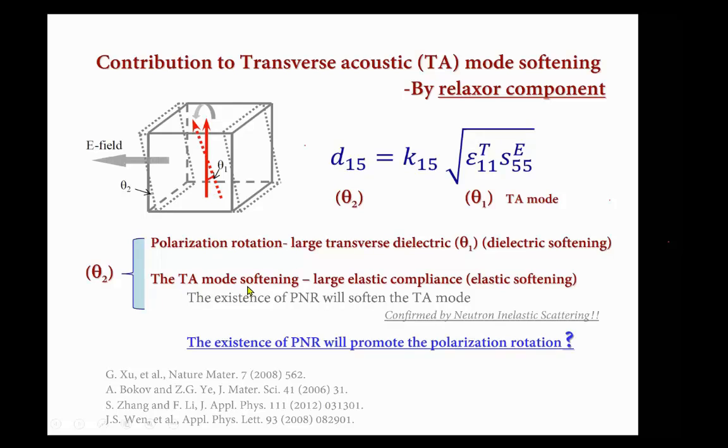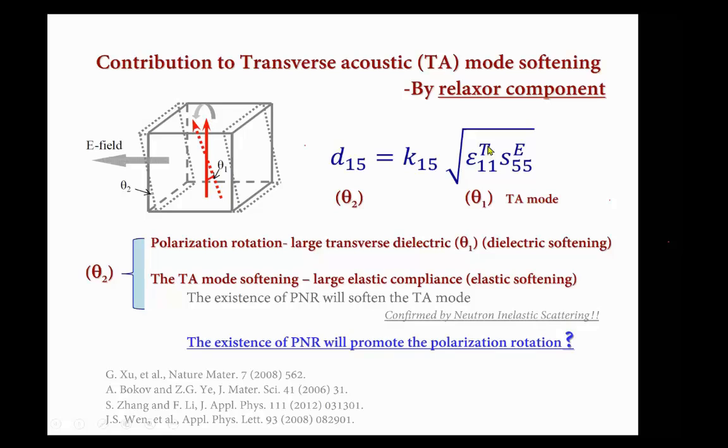Meanwhile, when the transverse acoustic mode becomes softer, it induces a larger elastic compliance. That means elastic softening. So the piezoelectric coefficient relates to the dielectric constant, related to the polarization rotation, and the elastic compliance, related to the transverse acoustic mode, and also the coupling between the polarization rotation and the transverse acoustic mode. The transverse acoustic mode can be confirmed by neutron inelastic scattering reported by Dr. Guangyong Xu, that the existing polar nano region will soften the transverse acoustic mode. That means the existing PNR can increase the elastic compliance. They already confirmed this with neutron scattering.